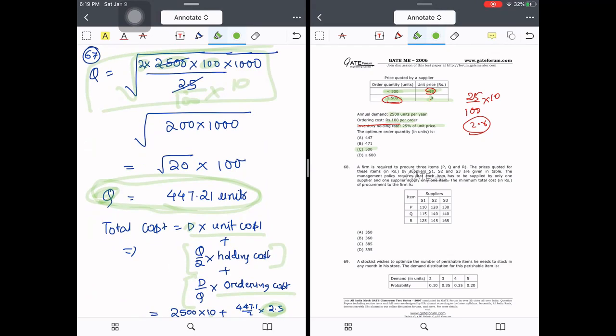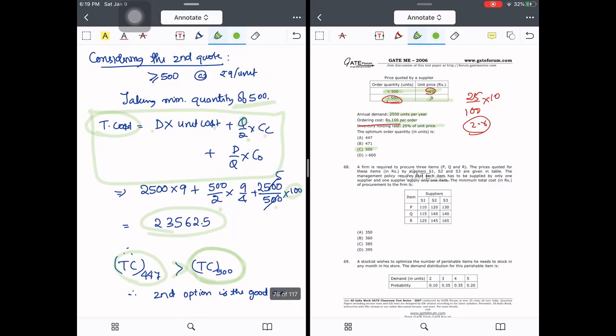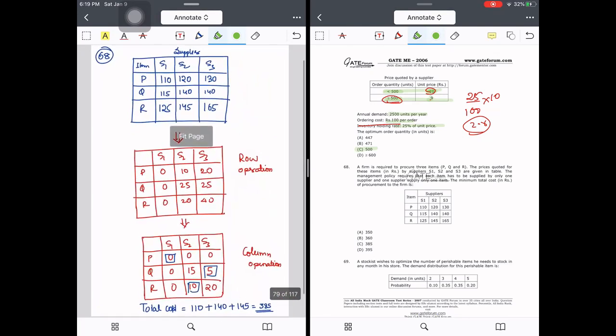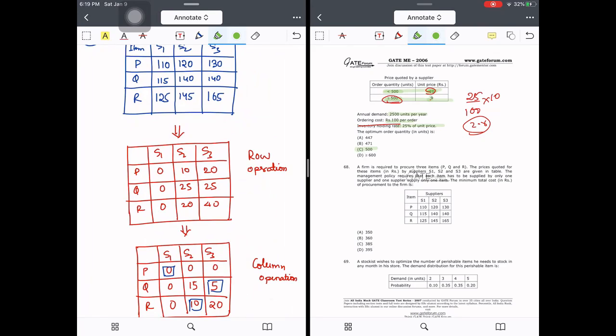So basically, the concept to remember here is the EOQ and the total cost, which are standard formulas. EOQ is equal to the square root of 2 into total demand into ordering cost divided by holding cost. Then total cost is equal to demand into unit cost, plus the order quantity divided by 2 into carrying cost, plus total demand by order quantity into ordering cost, because this represents the total number of orders that we are placing. This represents the holding cost.